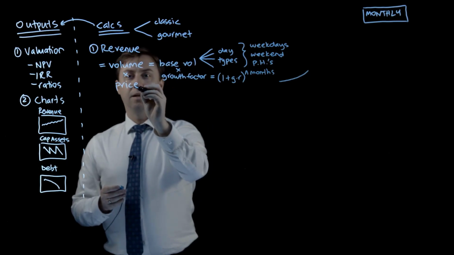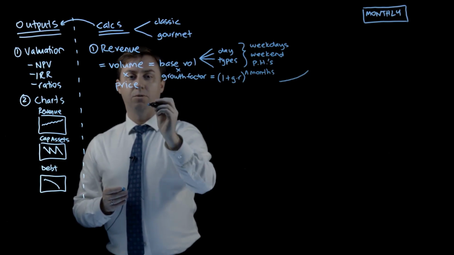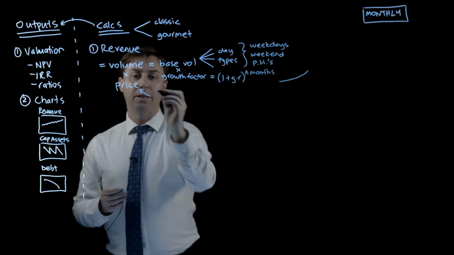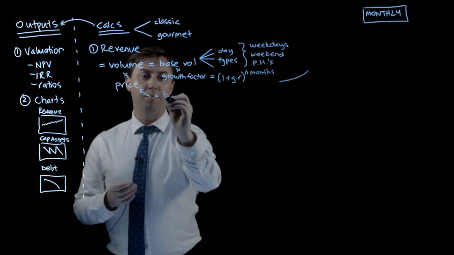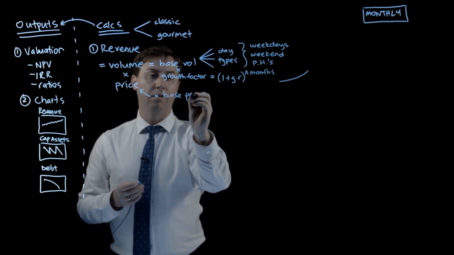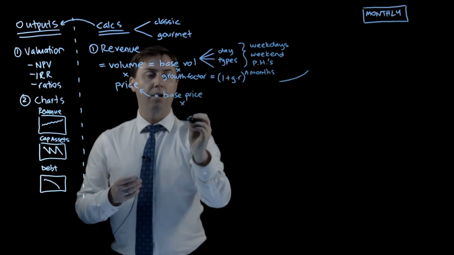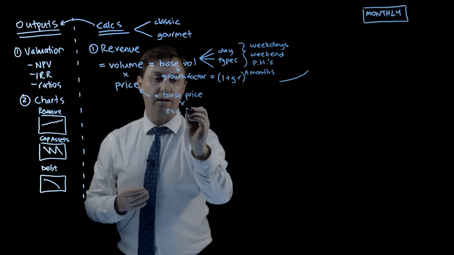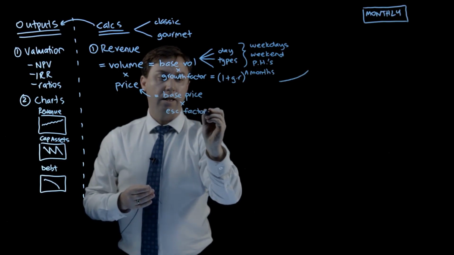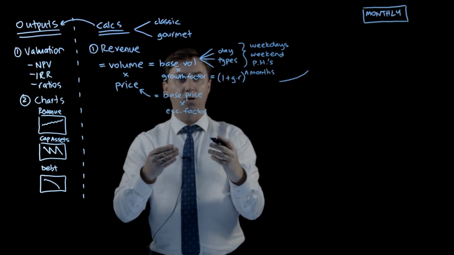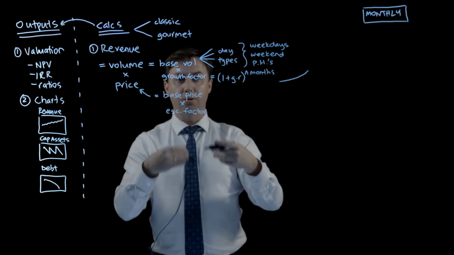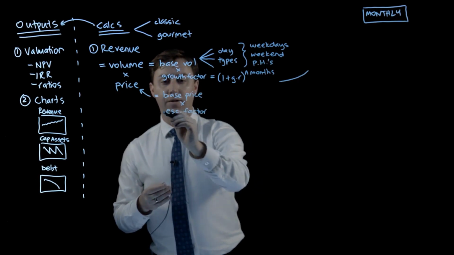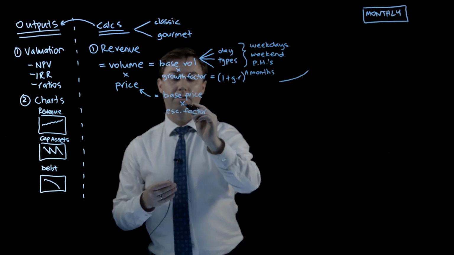Looking at the price element of our revenue formula, this will follow a very similar idea in that we're going to have a base price. And again, we're going to multiply that by a factor to grow. In this case, we'll call it an escalation factor. And that's because here we're going to be using a thing called the Consumer Price Index, or the CPI. And so we'll refer to that as escalation rather than growth.